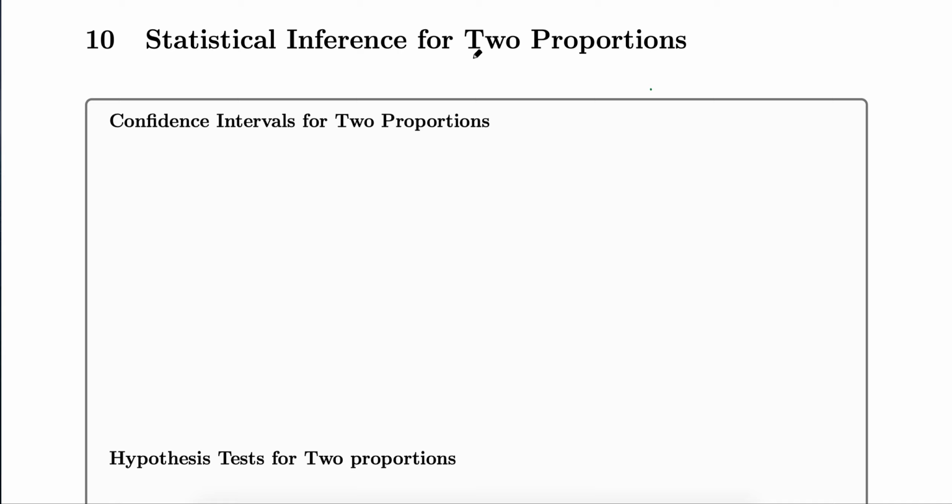When we're talking about two different proportions, we're going to be using the notation P1 for the proportion of the first population and P2 for the proportion of the second population. There are lots of circumstances where you might be interested in comparing proportions for two different populations. For example, right now we're nearing an election, so we might want to compare the proportion of voters for two different candidates. COVID-19 is going on.